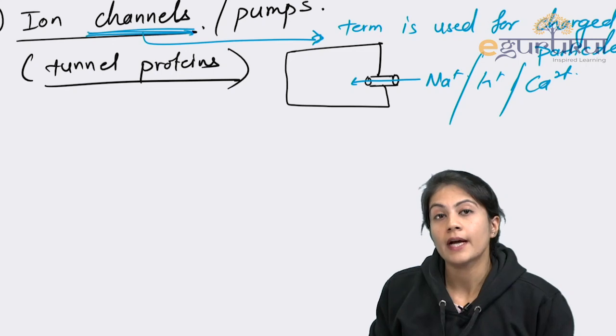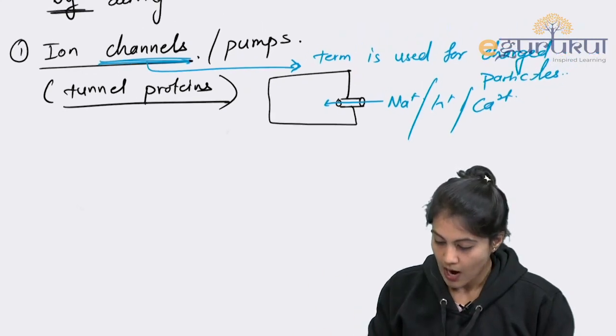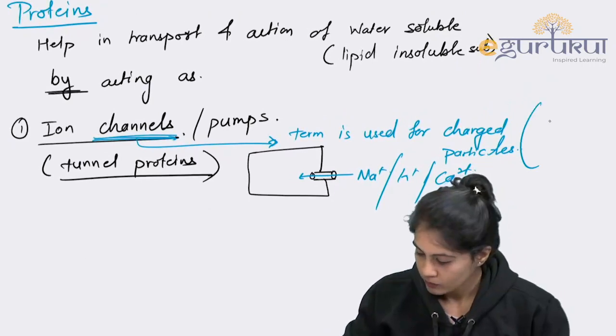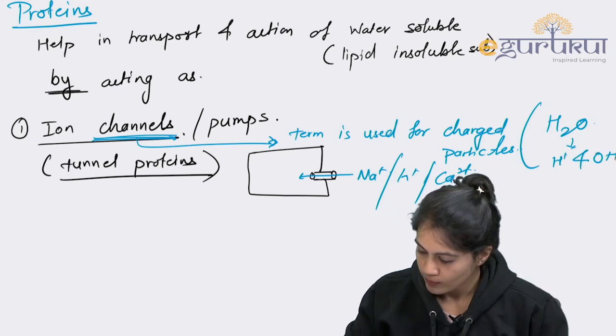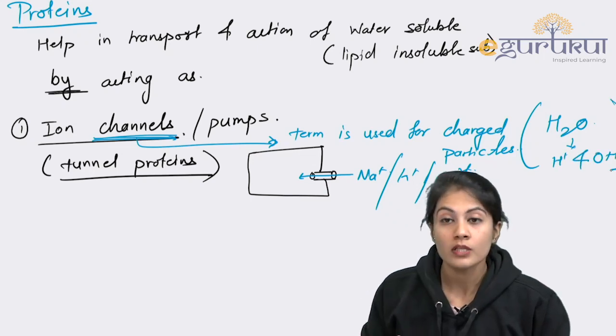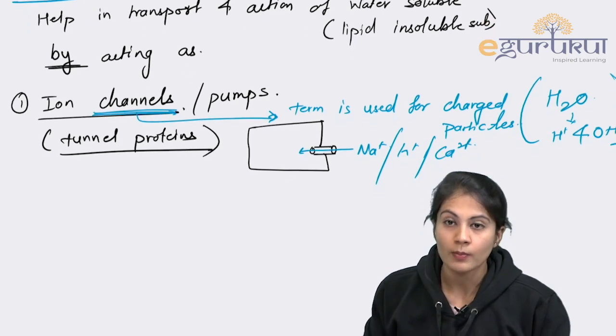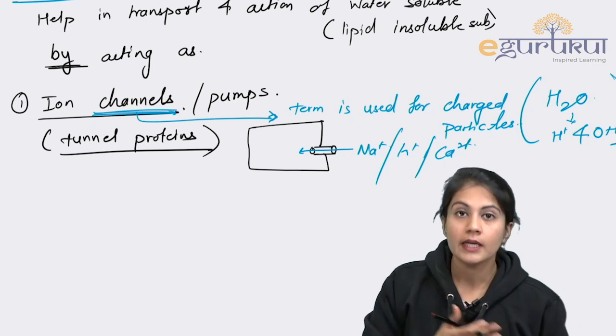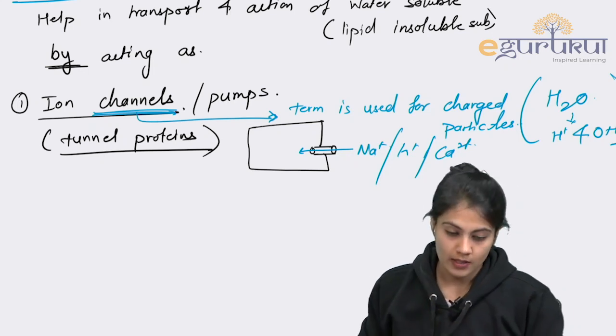So if I have to ask the protein to allow water, how will it allow the water? First of all, it will break it down into H plus and OH minus ions, and it will diffuse it. Why? Because the H plus and OH minus now have a charge. And that's how it gets diffused inside the cell.